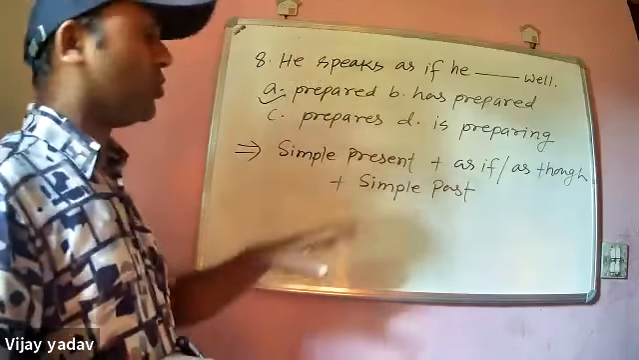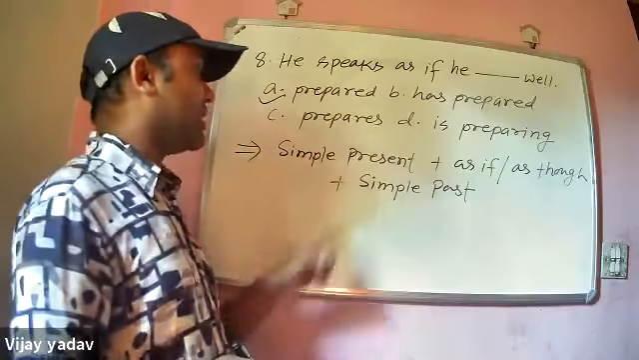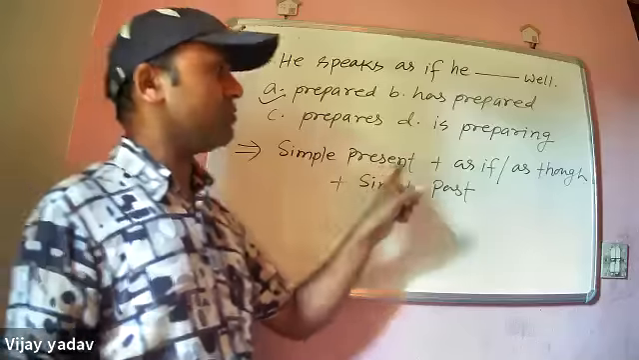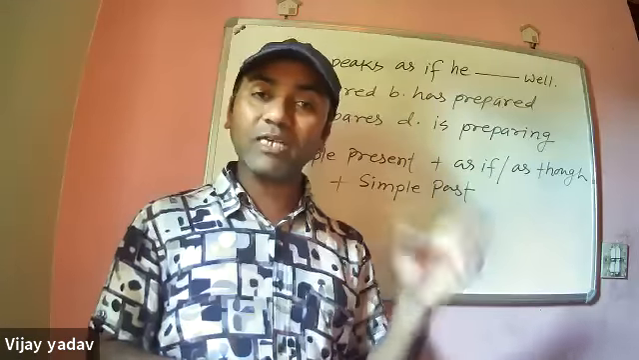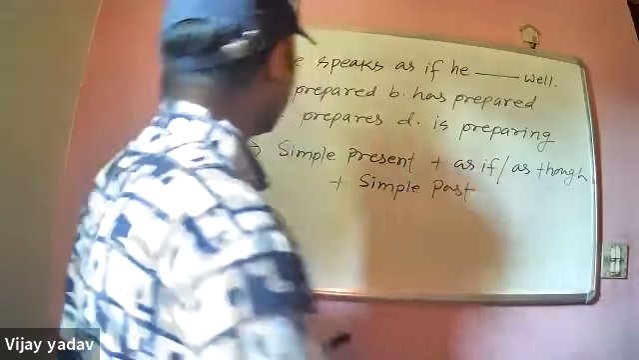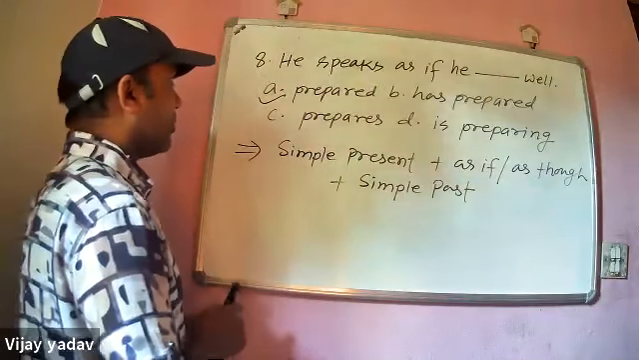Isn't it? So we have doubt over the present action. That's why we follow this structure: simple present plus as if, as though plus simple past. Isn't it? Here, one more question is important.